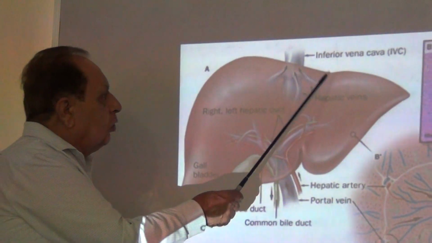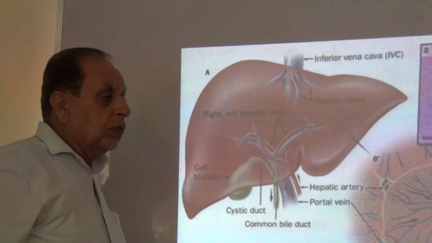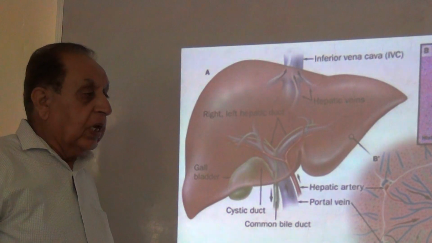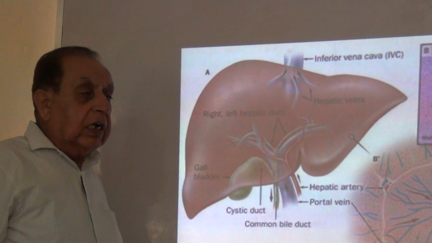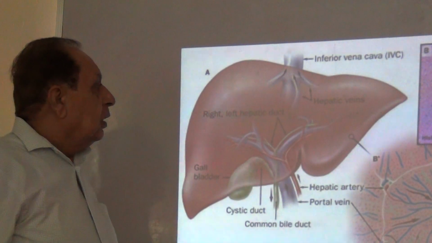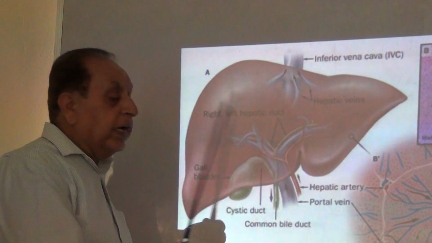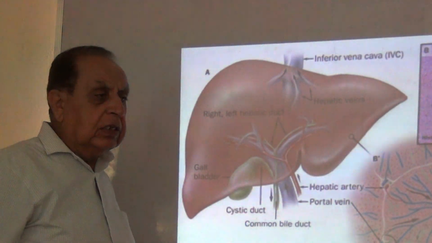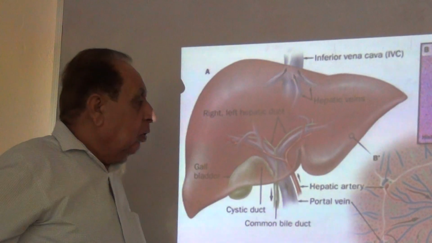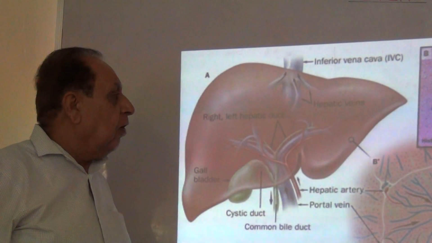Then below the serosa, it has the capsule. This capsule is formed by connective tissue, which contains mainly elastic fibers. From the capsule, the septa enter inside the liver and divide it into lobules. Now, lobule is the anatomical and structural unit of the liver.